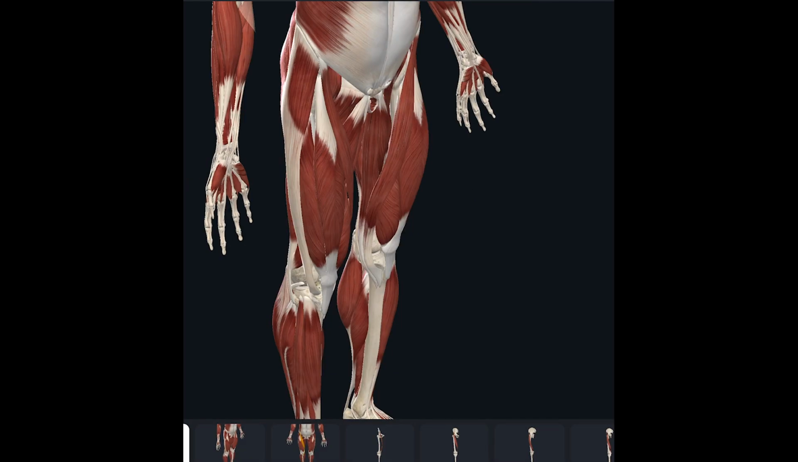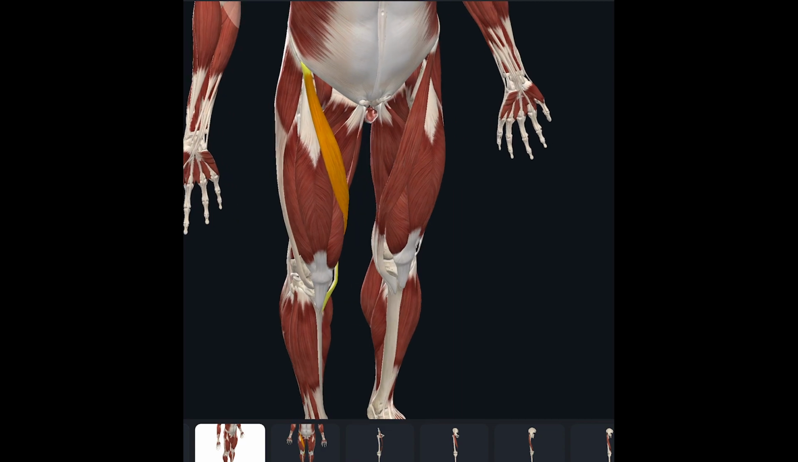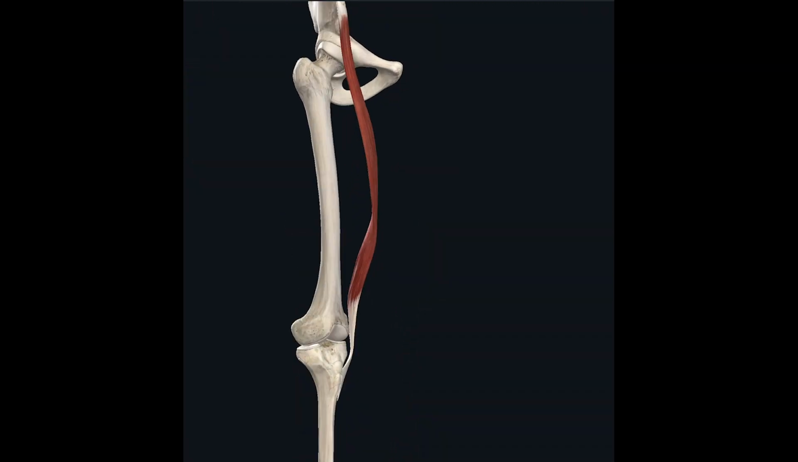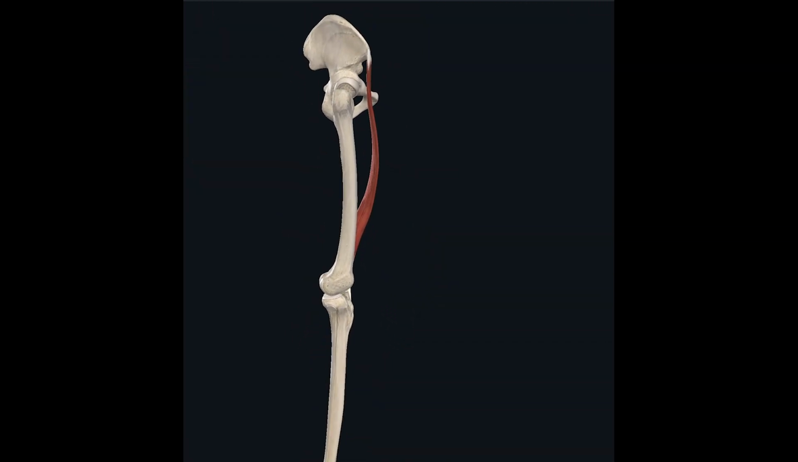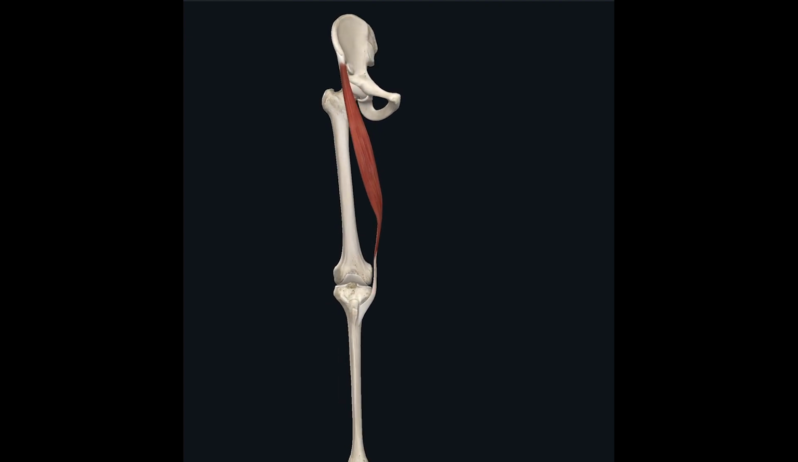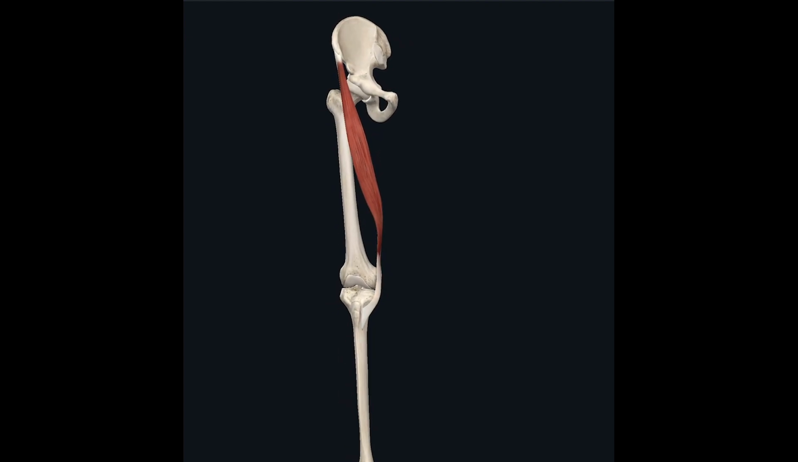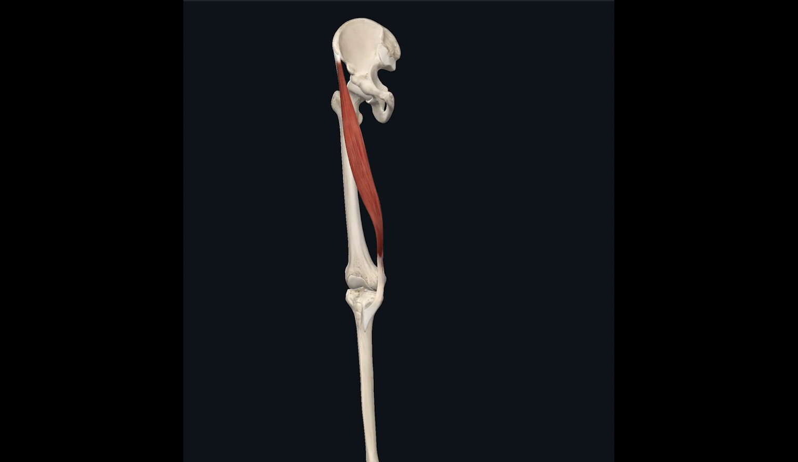The 5th muscle in this compartment is the sartorius. The sartorius is the longest muscle in your body, and its origin is up on the anterior superior iliac spine, and then its insertion will be on the medial side of the proximal tibia.